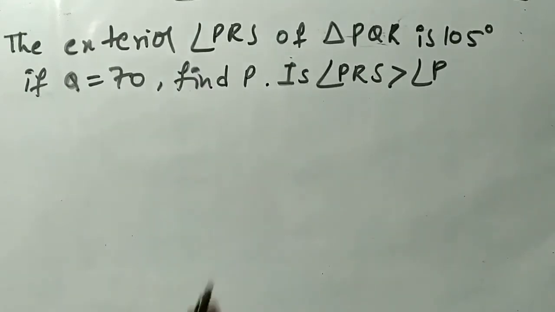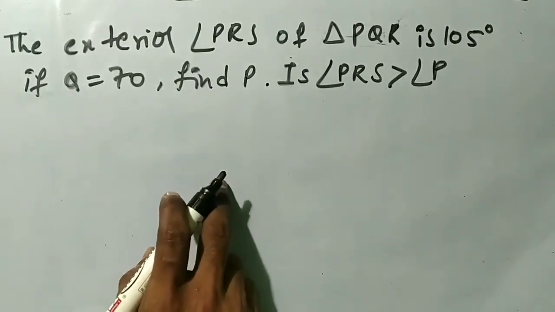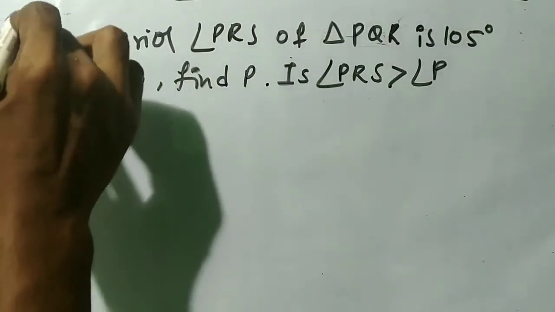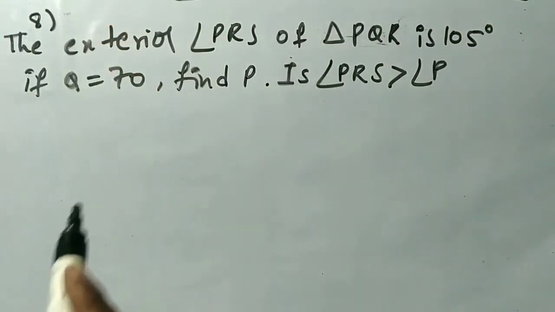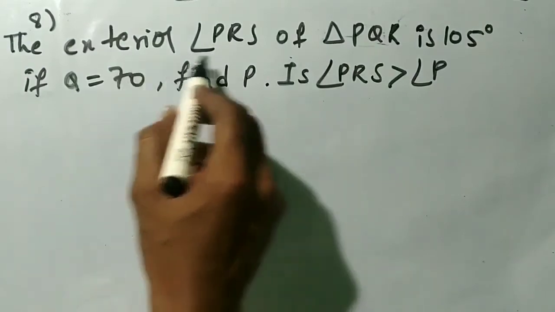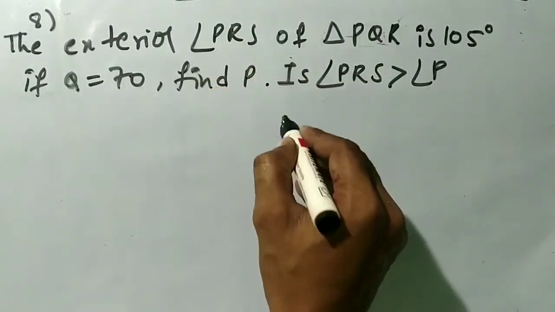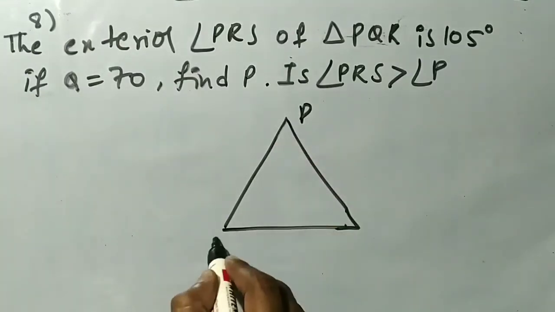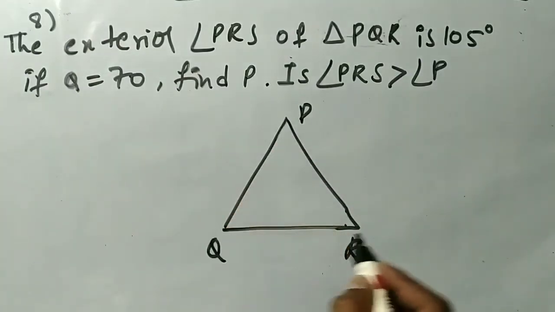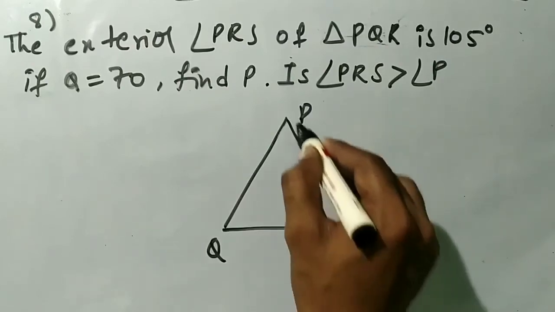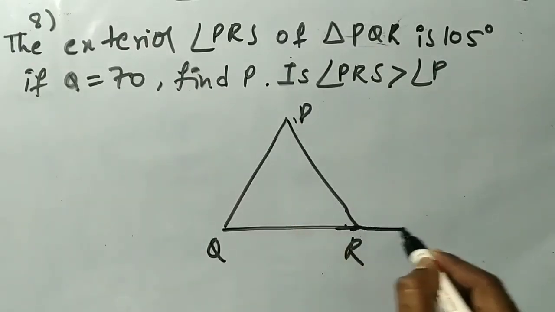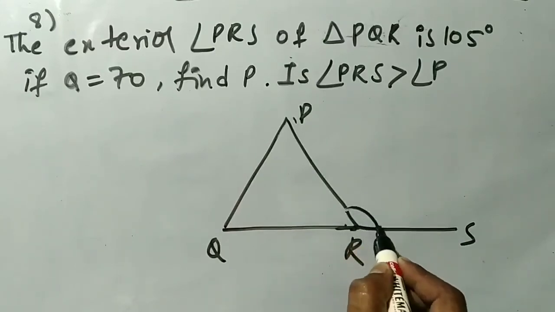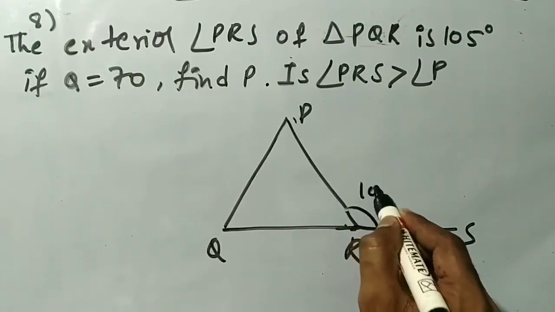This is the 8th question from the 4th exercise. The exterior angle PRS of a triangle PQR. Let us consider this one. There is a triangle PQR. PRS is extended, and here the angle is formed. This angle is 105, so 105 is the exterior angle.